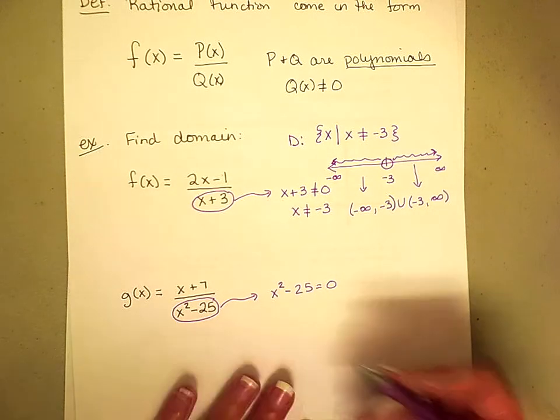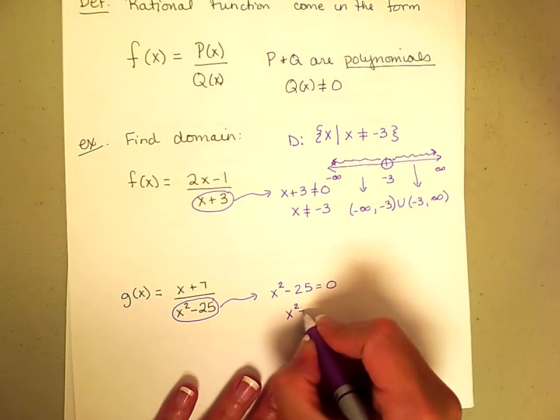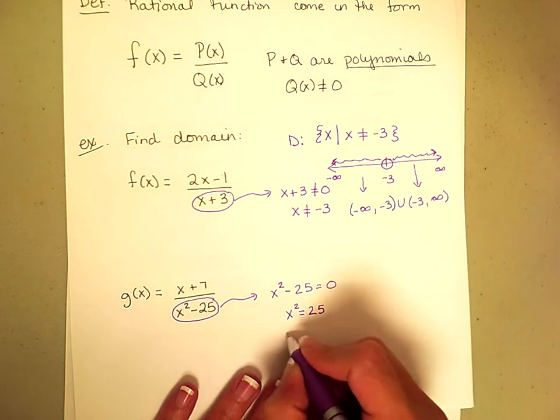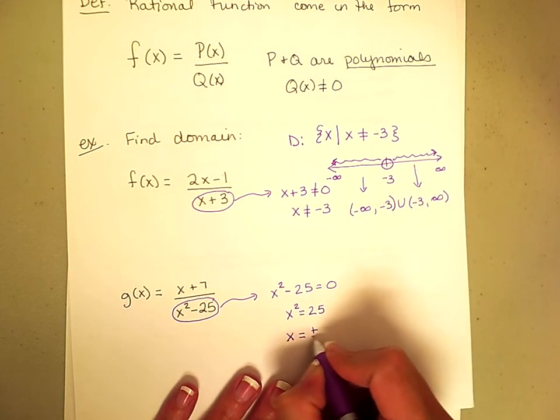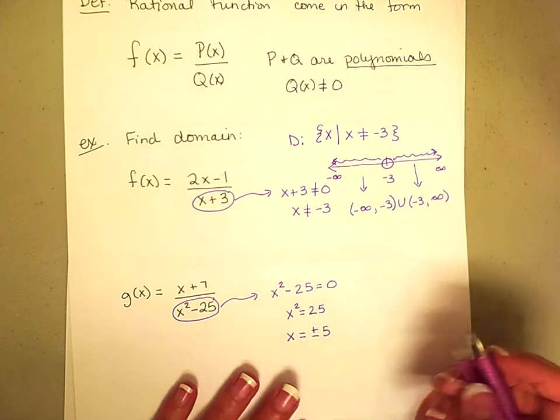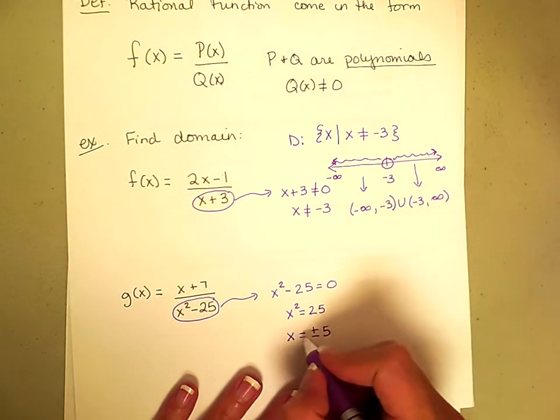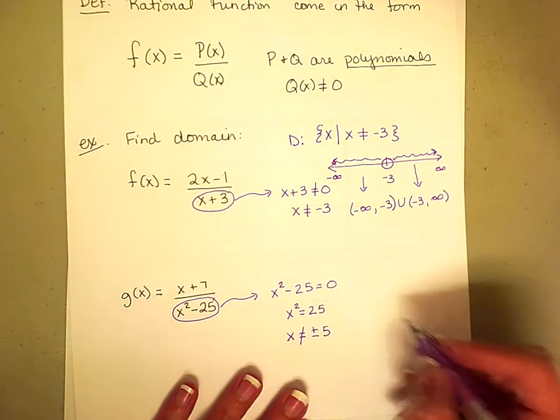And we can solve this equation in our sleep. This is x squared is equal to 25. So taking the square root, x is equal to plus or minus 5. This is what x cannot equal. We will exclude those.